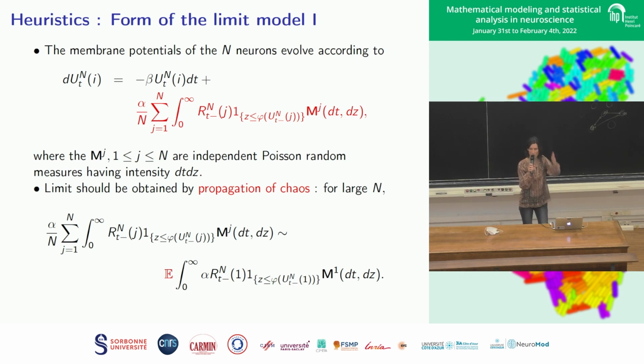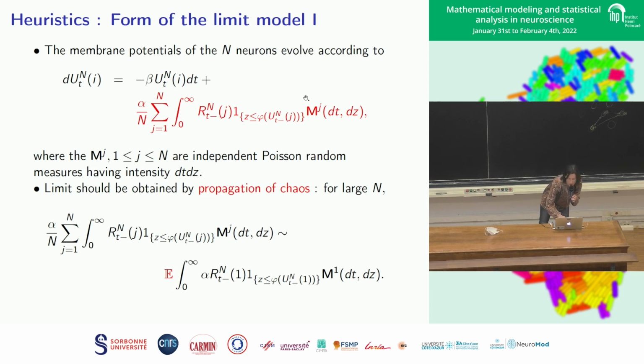Propagation of chaos means if you suppose that initially you have chaotic conditions. Chaoticity means that all the neurons have IID conditions. That's the most chaotic situation you can imagine. Then this independence, the chaoticity, is transported as time evolves by the dynamics in the limit. In other words, that means that you can approximate.